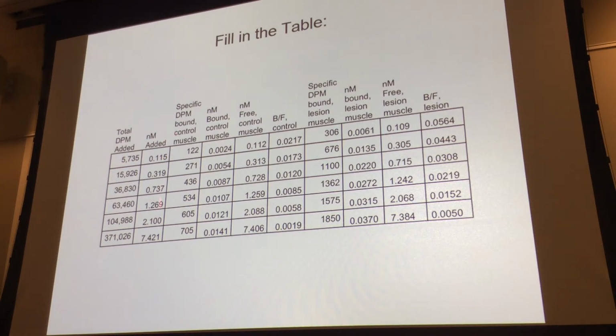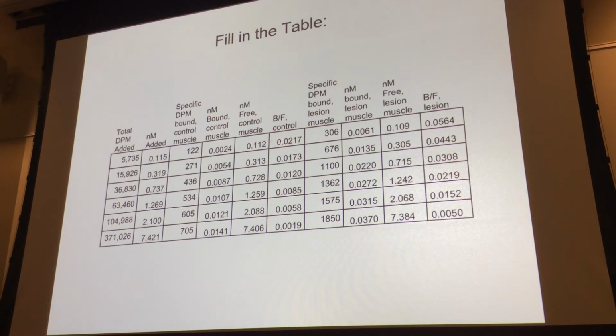So here it is, nanomolar added, specific DPMs bound, all in nanomolar. I'm sorry, here's the DPMs bound, the nanomolar bound, okay? To get free, you simply subtract the bound from the total, and you get that. And then you do bound over free, and you get that.